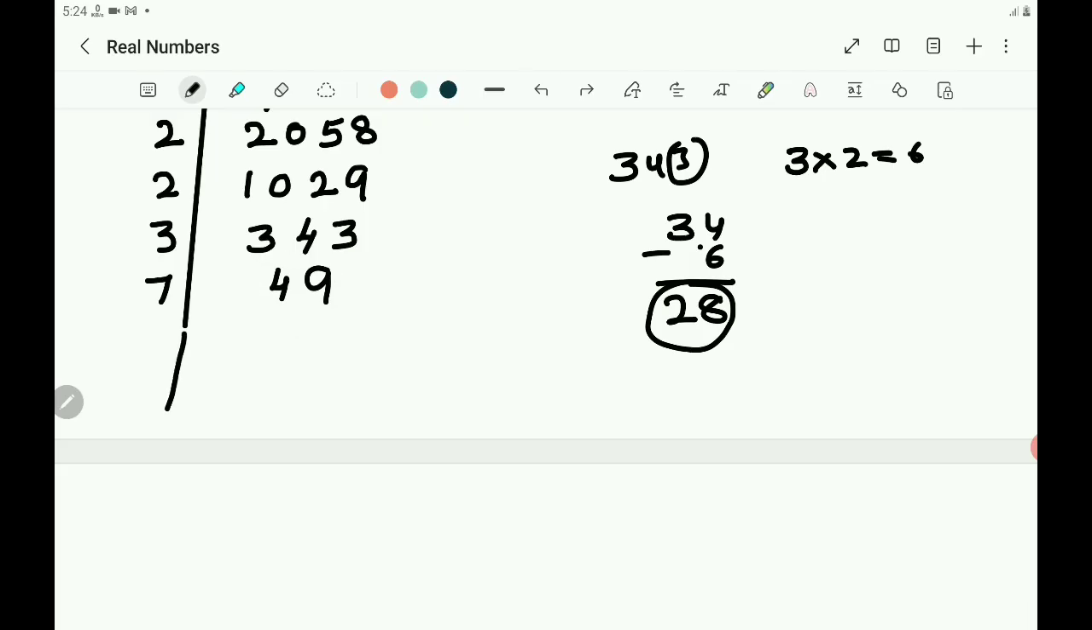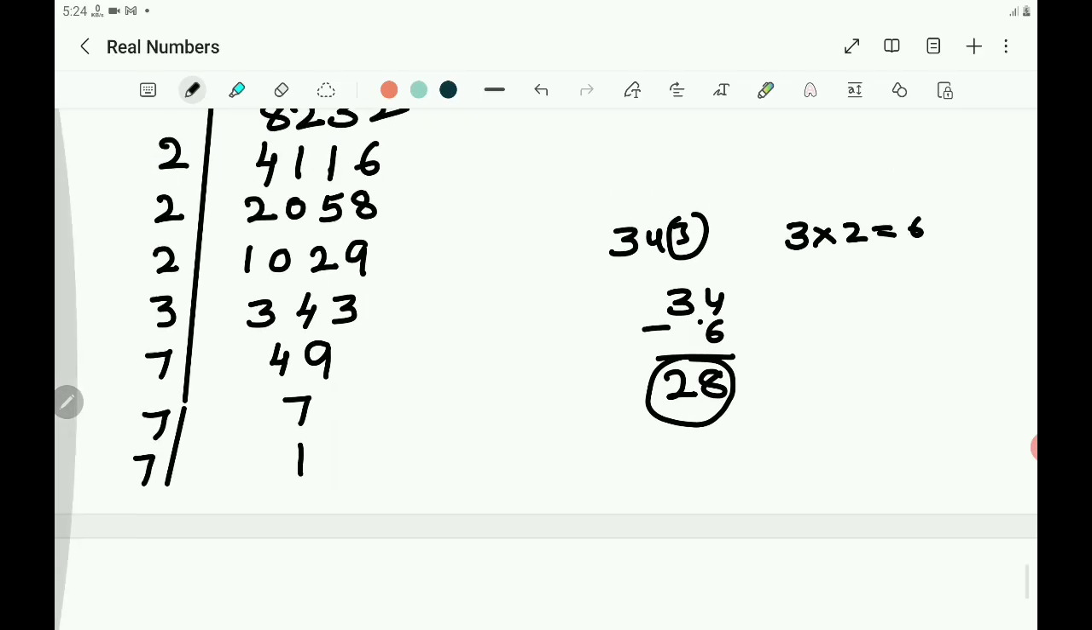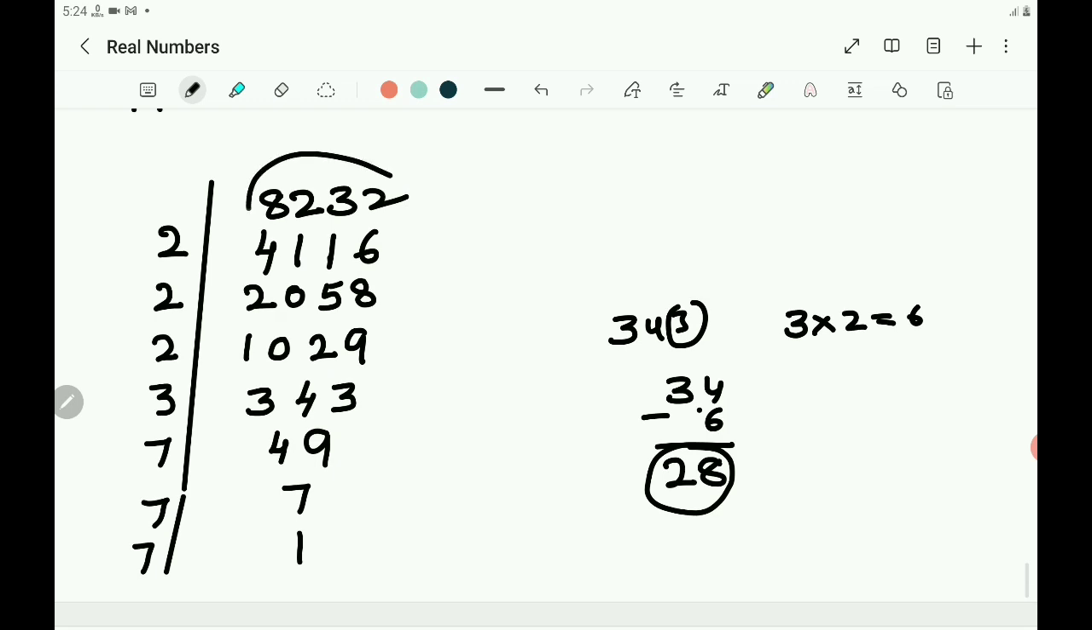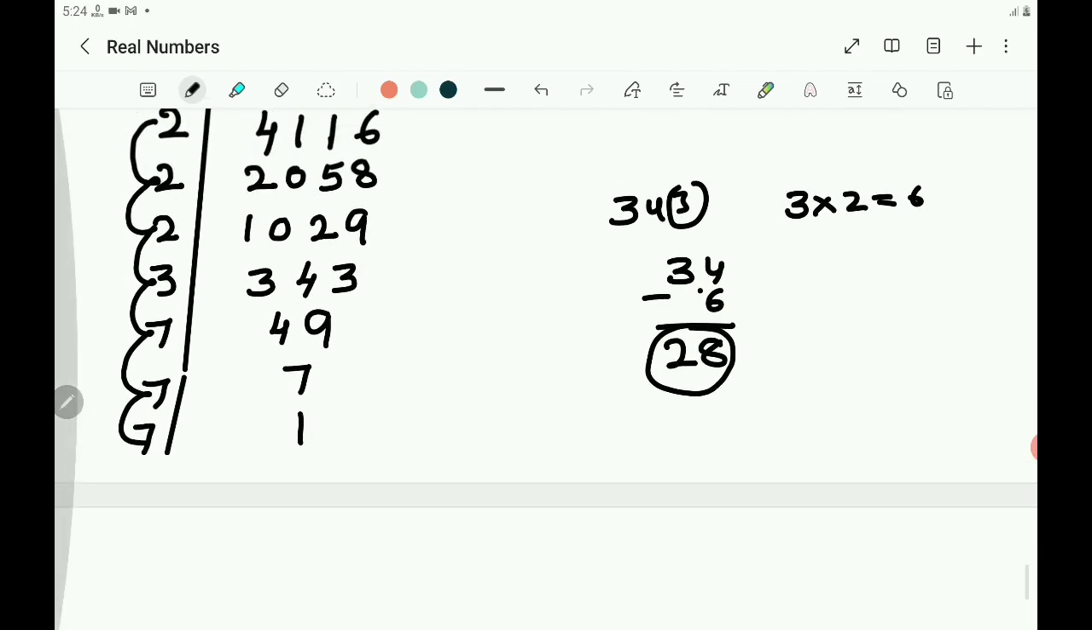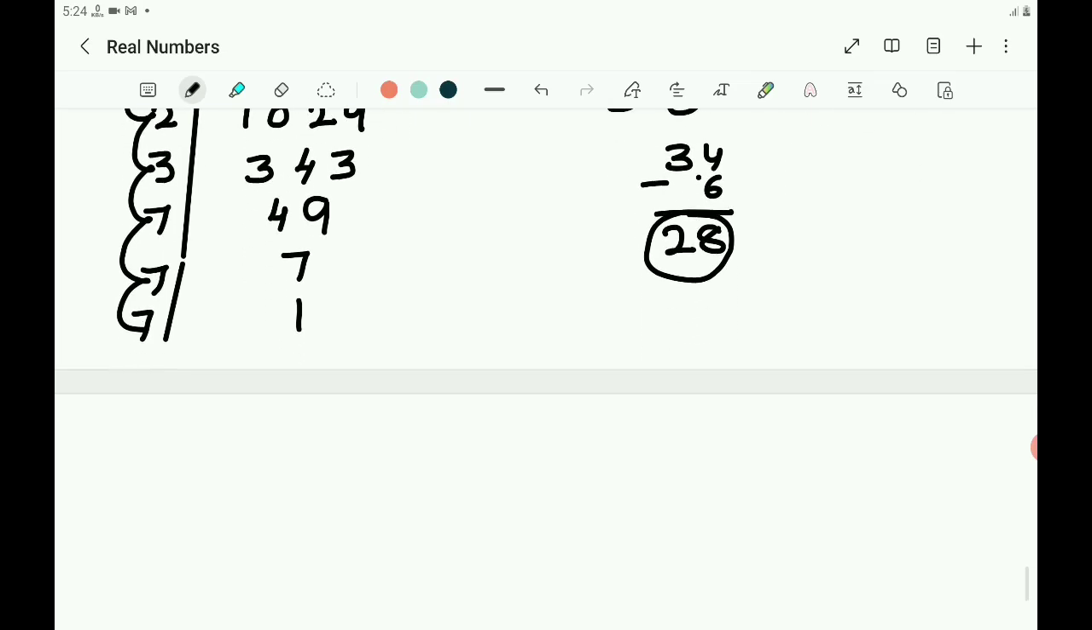Then you take 7. 7 7s are 49, 7 1s are 7. So what are the factors of 8232? 2 into 2 into 2 into 3 into 7 into 7 into 7. Then you write 8232.